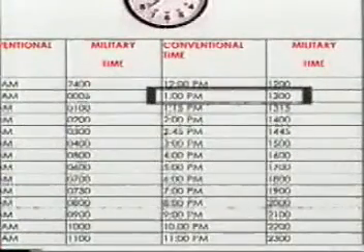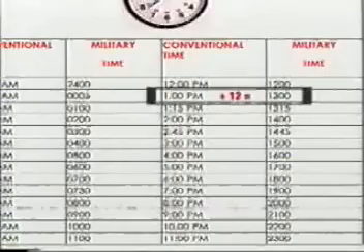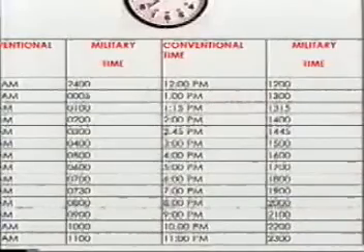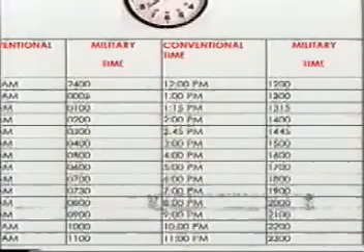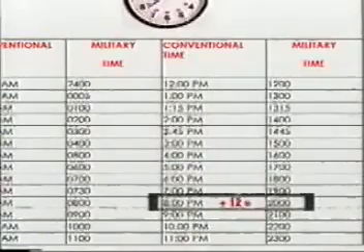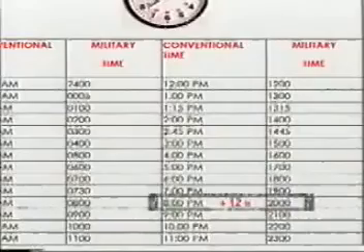If you look at 1 p.m. conventional time, you can see that if you just add 12 to 1 p.m., it would be 1300 military time. Another example would be 8 p.m. conventional time. If you just add 12 to 8, you get 2000, and that would be the military time.